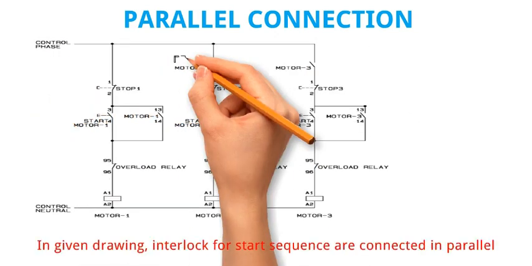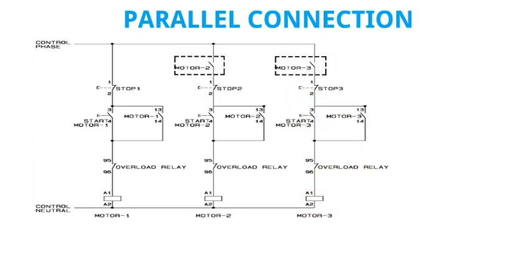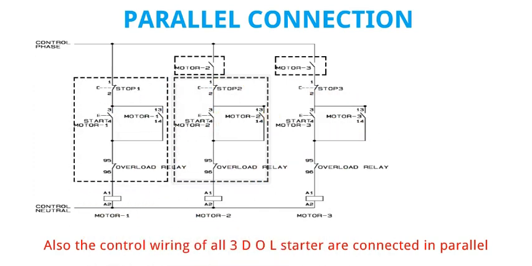In the given drawing, interlock for start sequence are connected in parallel. Also the control wiring of all 3DOL starters are connected in parallel.